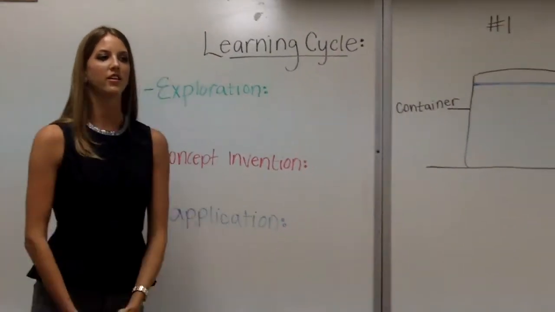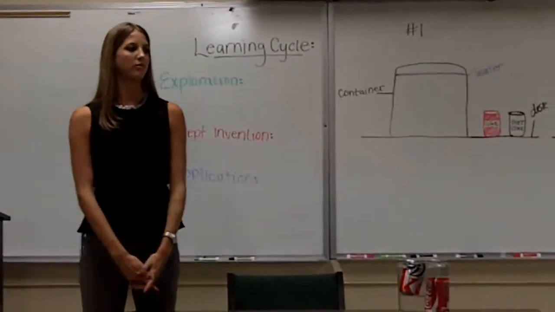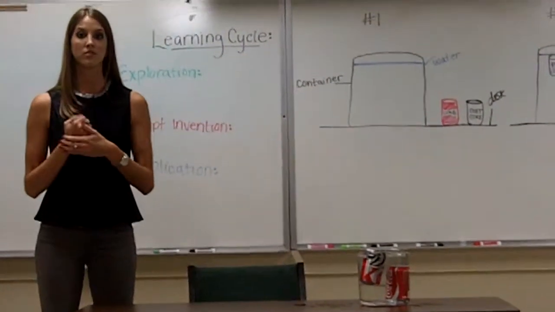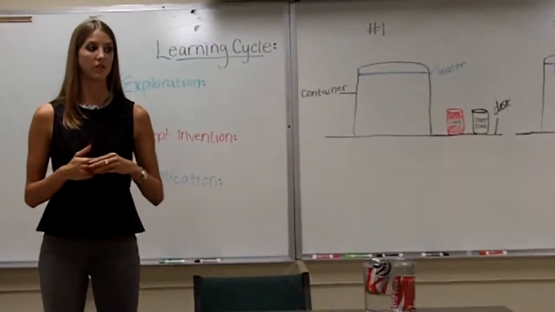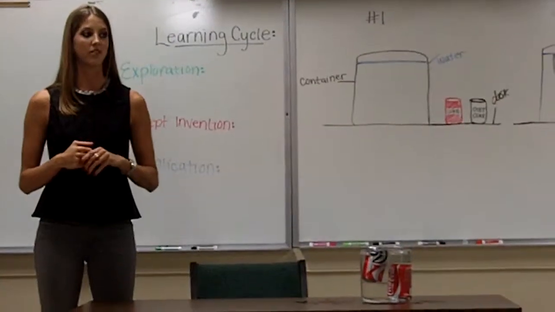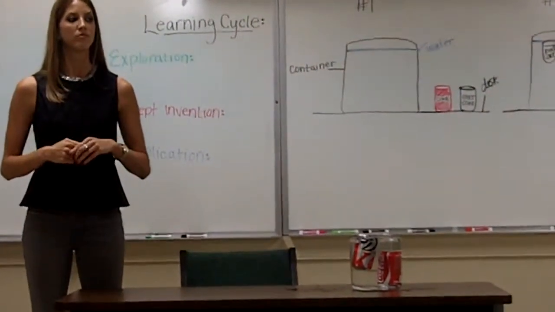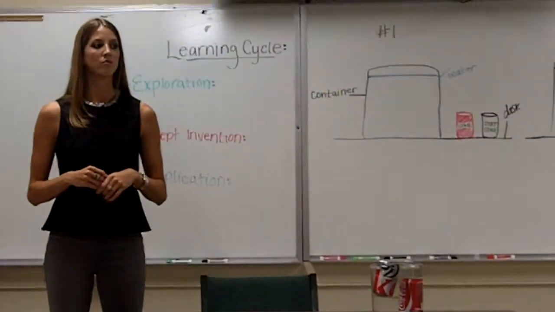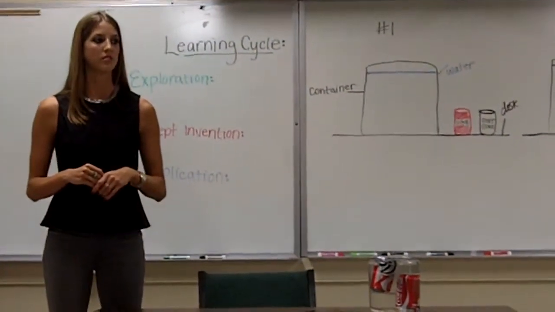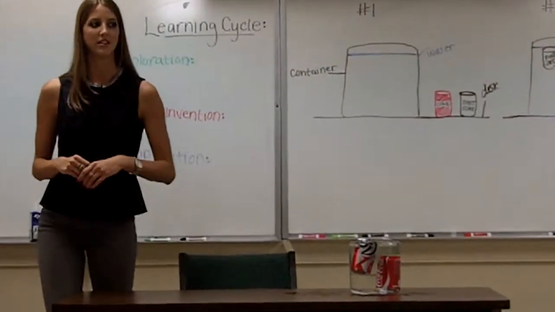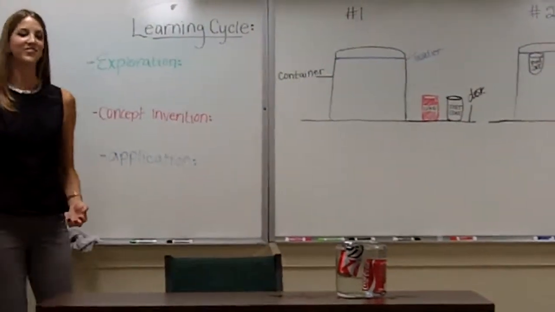What did you guys think? Where do you think we see this in the real world? A boat floating on top of water. That's correct. Where else? Ice cubes. Why do you think ice cubes? Because ice is a solid form of water. And is it more dense or less dense? It's less dense, so it goes to the top.